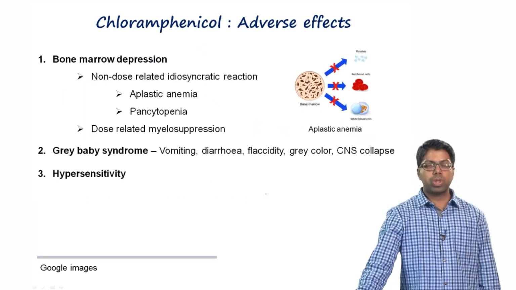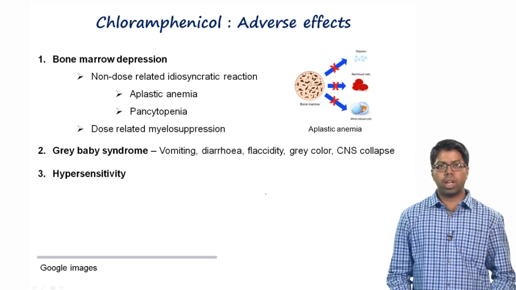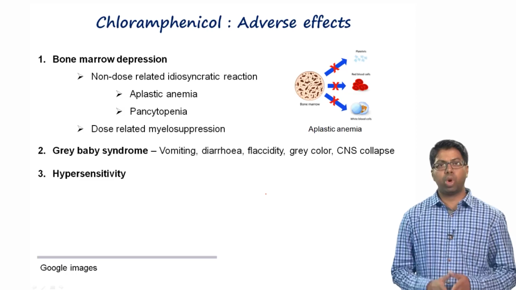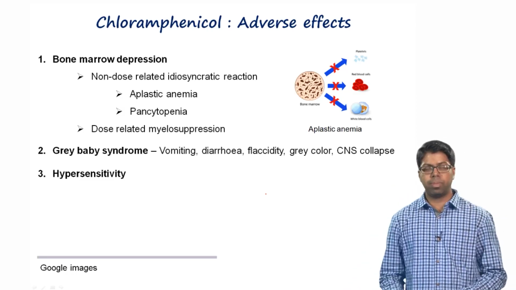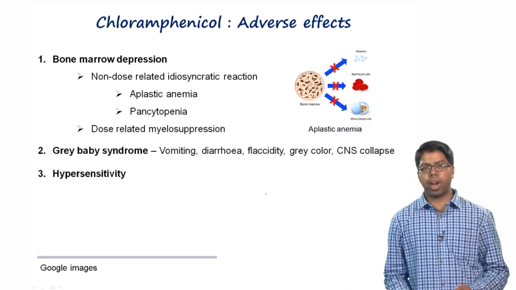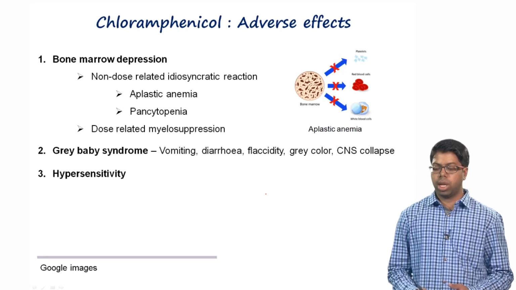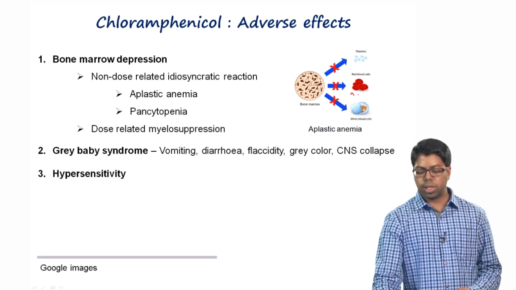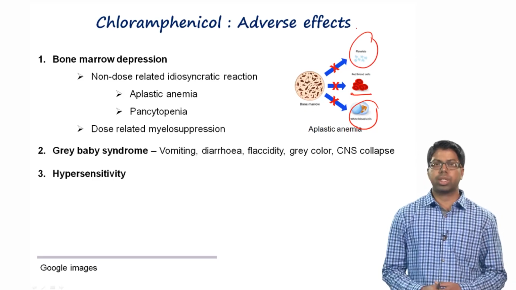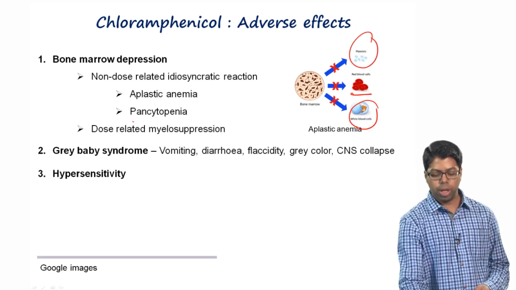effect. When it comes to side effects, chloramphenicol is associated with dose and non-dose related bone marrow depression such as aplastic anemia. This is a rare and sometimes fatal condition which is associated with deficiency of red blood cells, deficiency of white blood cells and platelets. As a result, this condition is called pancytopenia.